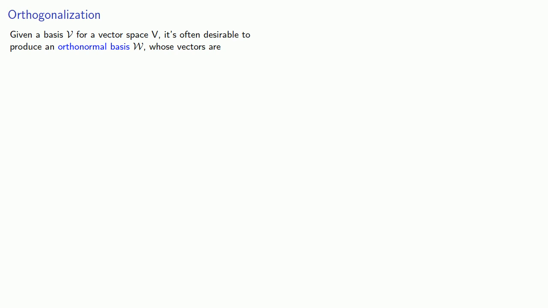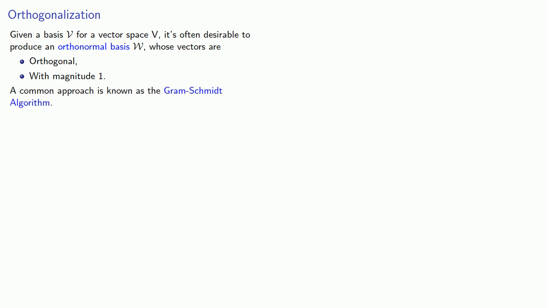Given a basis for a vector space, it's often desirable to produce an orthonormal basis, whose vectors are orthogonal with magnitude 1. A common approach to producing this orthonormal basis is known as the Gram-Schmidt algorithm. We'll present traditional Gram-Schmidt first, and then we'll present a better approach.